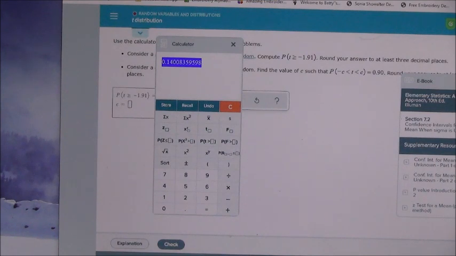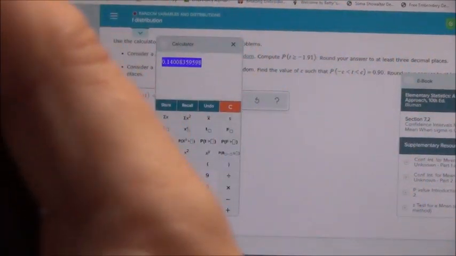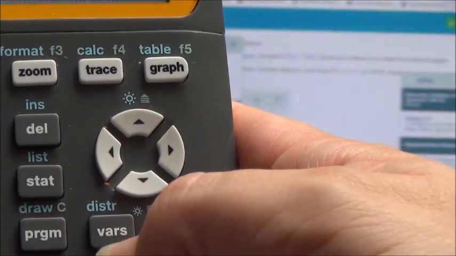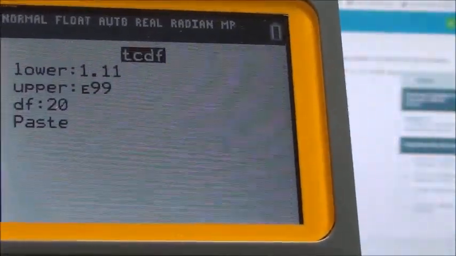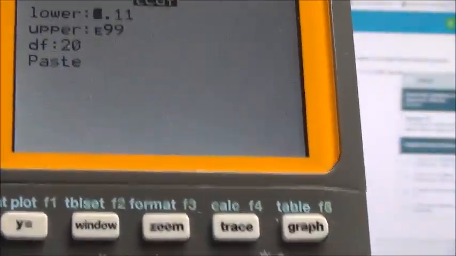Now the next one there wants us to do the area to the left of negative 1.93. When I'm doing the area to the left on my graphing calculator, again, I'm going to grab my graphing calculator. I'm going to hit the second function button, which is the blue one, and then the vars key to get my distribution menu. Number 6 to do the TCDF. Now when I'm going to the left, I'm going to start at negative infinity. Again, make sure you hit the negative button down at the bottom, not the subtraction. Texas Instruments are picky that way.